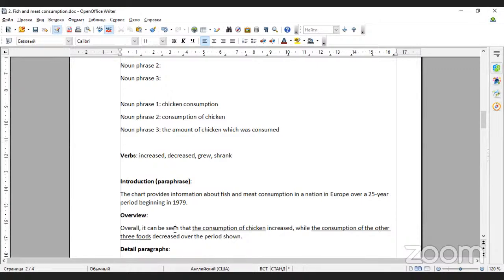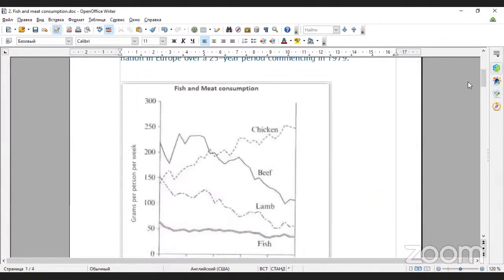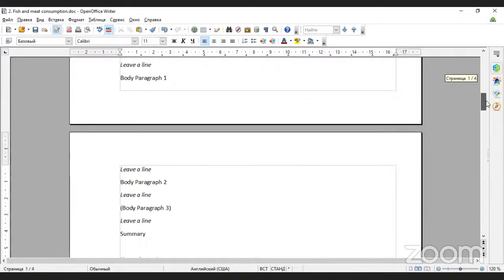Now, overview. Overall, it can be seen that the consumption of chicken increased while the consumption of the other three foods decreased over the period shown. Yeah, I said over the period being considered. And so in our detailed paragraphs, we need to describe key features. So that will be the highest point, the lowest point, the beginning of the period, the end of the period. If that is not enough, you can also write about the second biggest number, the second smallest number as well. Okay.